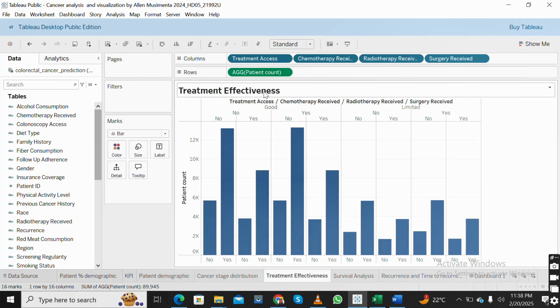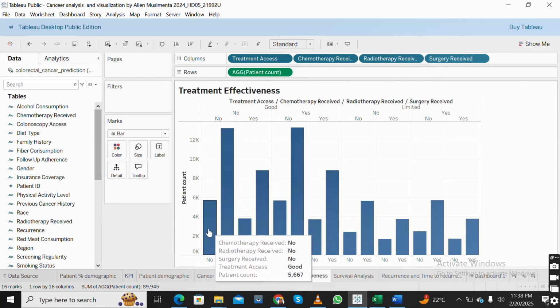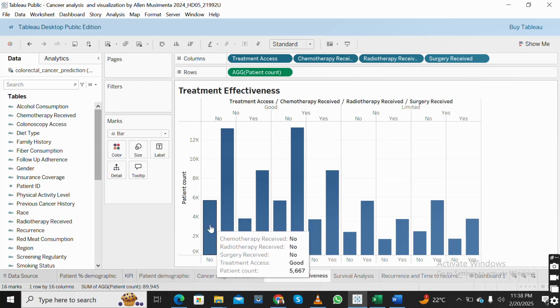So here in the treatment, this first column looks at the treatment where there is a yes and a no. When we say the majority is no, we mean that there was no chemotherapy received, there was no radiation received, but the treatment access was good. The number of people here is over 5,000. And when you look here, there is no chemotherapy received, but they received surgery, and the treatment was good, but the number of count is this.